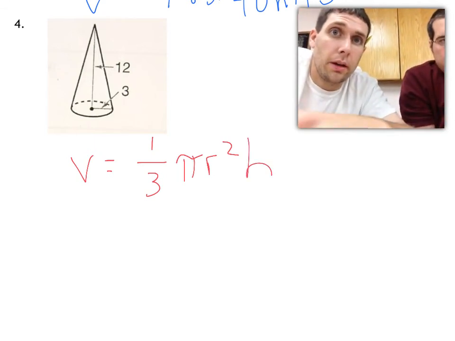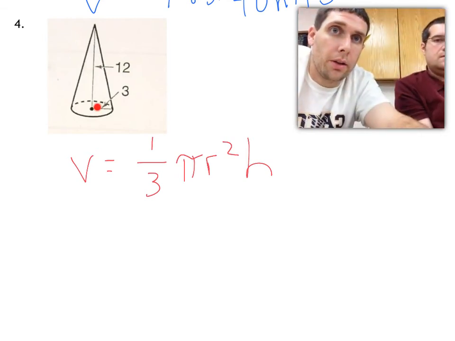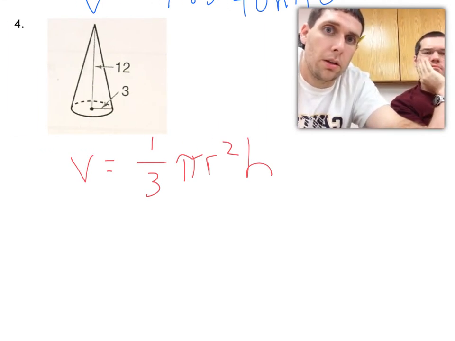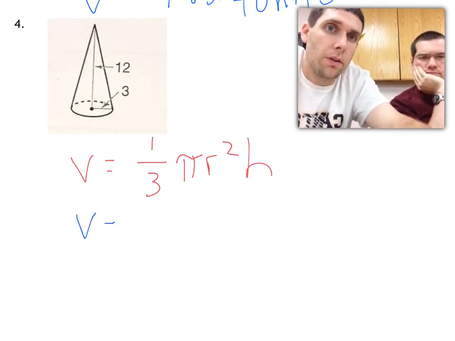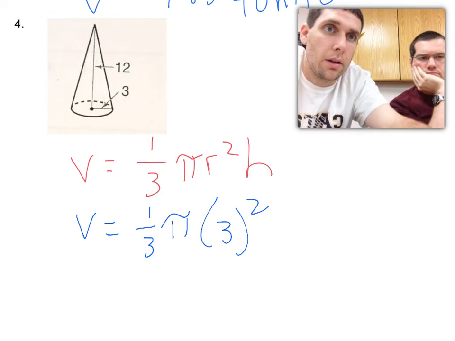And we're going to plug in everything that we see in the cone. I see a radius of 3 here, and the height of this cone is 12. So I'm going to plug those two numbers into my equation. So volume equals 1/3 pi. We said the radius was 3, so there's 3 squared, and the height was 12.